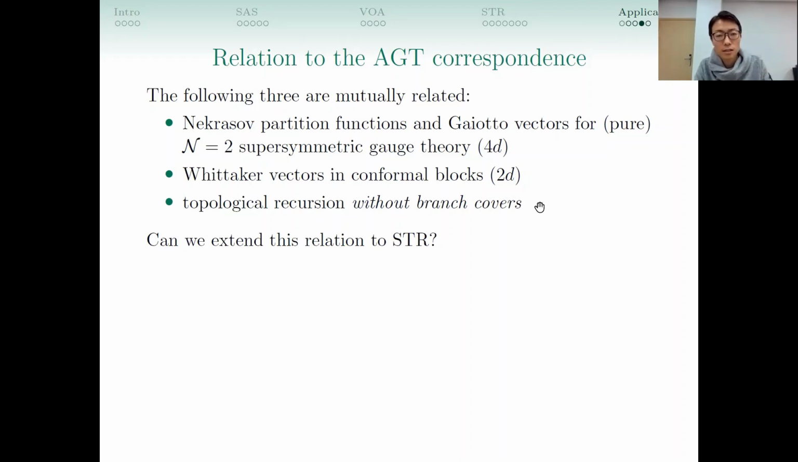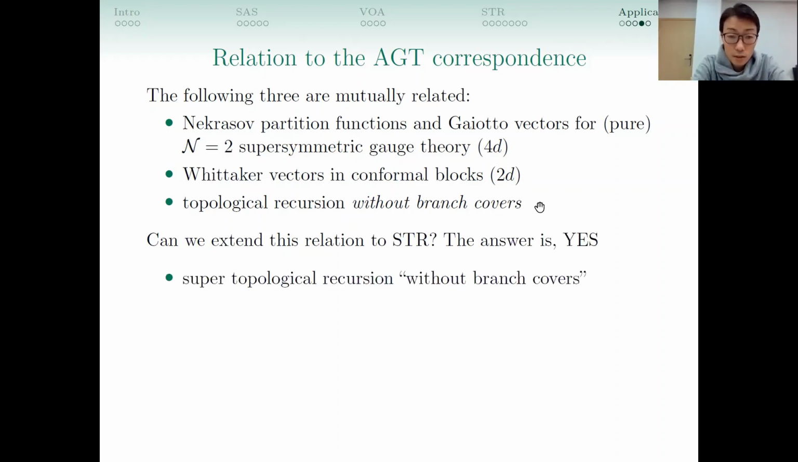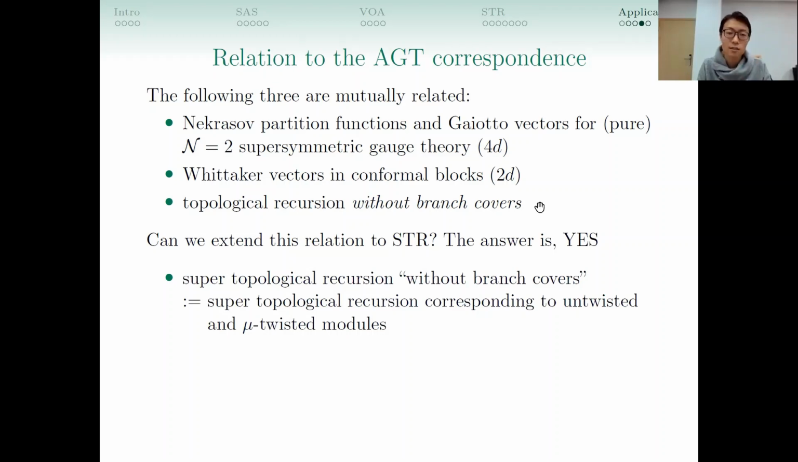So you may ask, can we extend this nice relation to the supersymmetric case as well? And the answer is yes. What I showed today is a supersymmetric generalization of the topological recursion with simple ramification. And again, you can basically do the same thing. You can even find abstract loop equations, and you can find super structures, and you can find super topological recursion without branch cover. But of course, we don't have a global super spectral curve yet.